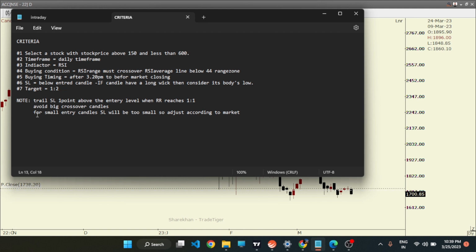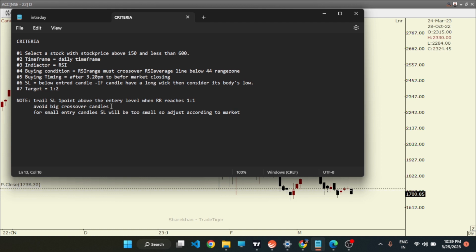And here are some important notes that I have observed from my previous swing trades. Trail SL to 1 point above the entry level when RR reaches 1:1. Whenever our actual RR is 1:2, when we reach 1:1 RR, we need to trail our SL from the low of the candle to 1 point above our entry level, so that if anything goes wrong and the market reverses, we will be in a safer zone.